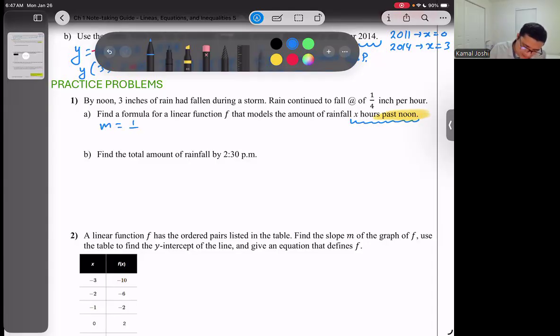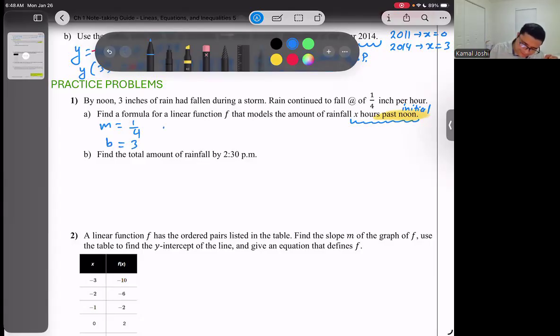M, you must have realized, is 1/4, right? The rate is 1/4 inch per hour, right? So our length will be in inches and the time will be in hours. Okay, always think of units. And the B, now B will be the quantity that we are measuring in its initial value. What we are measuring here is the amount of rain. And initially means at noon. The noon here is initial. At that time, the amount of rain is 3 inches. So B is 3.